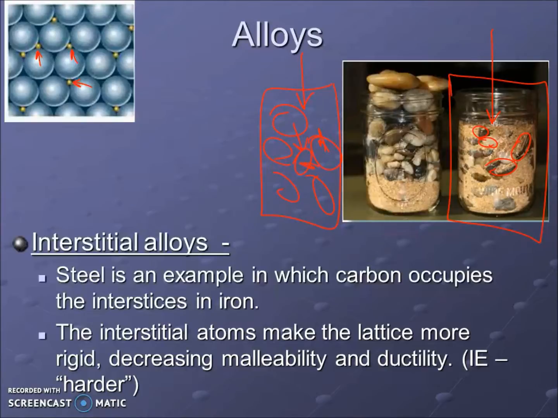So as a result, when you have an interstitial alloy and compare that to just a plain metal by itself, your resulting alloy is usually much more rigid. It's not nearly as malleable. Those atoms can't move because there's no empty space in there. So it's less ductile, it's less malleable, or in other words, it is harder than it originally was. And a great example of this is steel.